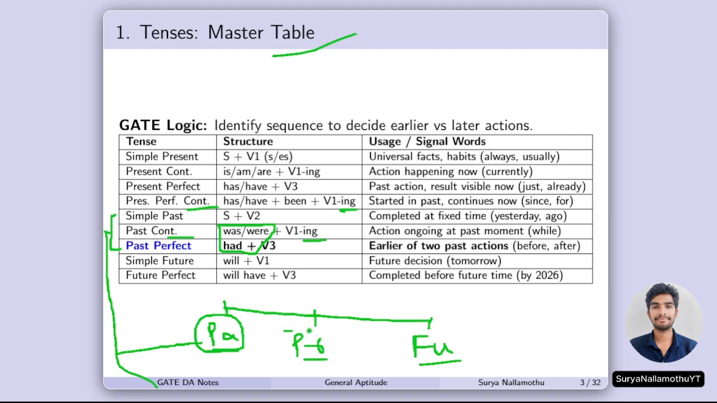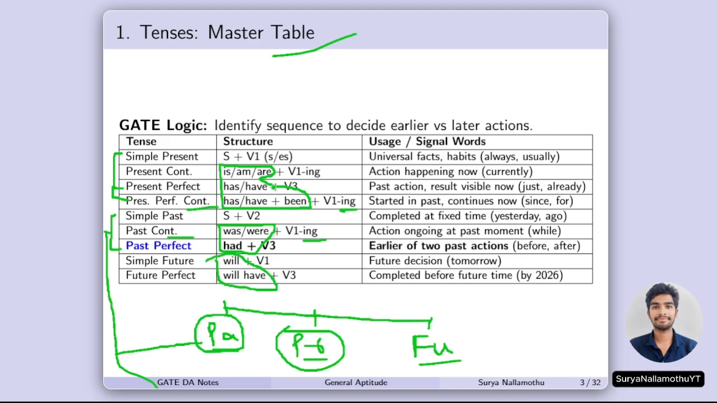And next, the present is very simple. These four are related to the present: simple present, present continuous, present perfect, and present perfect continuous. For this, you observe is, am, are, have, has, been. So these are used for the present. For the future tense, will and will have are used.